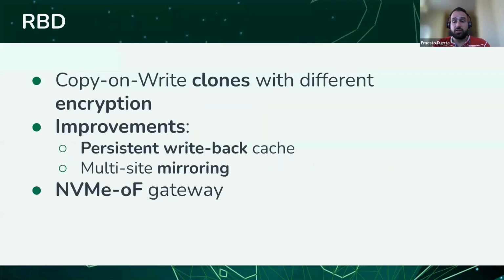Right now, I mentioned that RBD is the only supported workload. For Squid, there will probably be RGW support in Crimson. RBD will have copy-on-write clones, but with different encryption. Also improvements in the persistent write-back cache and in multi-site mirroring; these two areas are where the project is focusing more. And also the NVMe gateway, which is kind of an independent project, exposing RBD images through the NVMe over Fabrics interface.